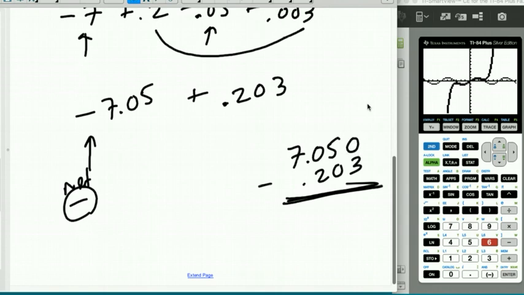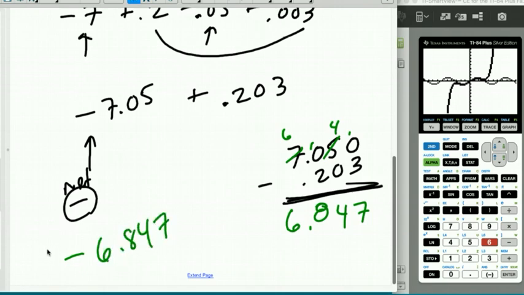So there's a 0 here, right? So if you're doing this without a calculator, you're going to have to borrow from here and make that a 4. So you get a 7. 4 minus 0 is 4. You have to borrow and get an 8, and that's a 6. So you're going to get that your answer is a negative 6.847. All right, moving on.